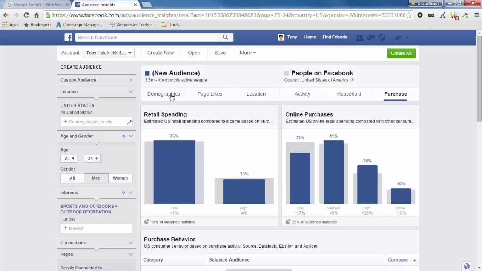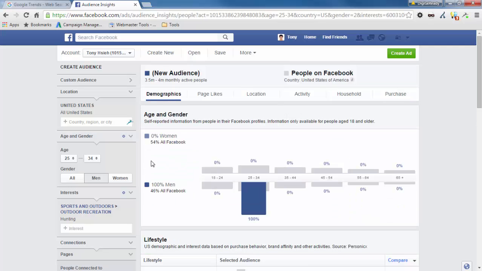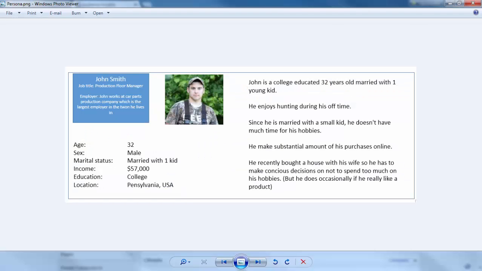So coming back, that's the overview of this particular demographic with that interest. And based on that, we can come up with something like this. Mr. John Smith, who is a production floor manager, and he works at a car parts production company. A lot of this is really guessing, personal experience, browsing forums, reading blogs, those kinds of things.